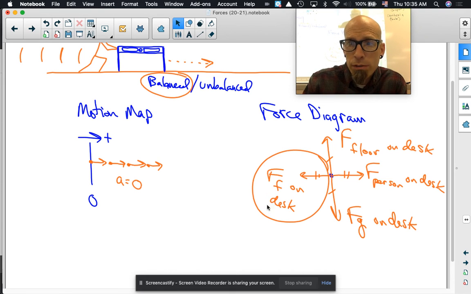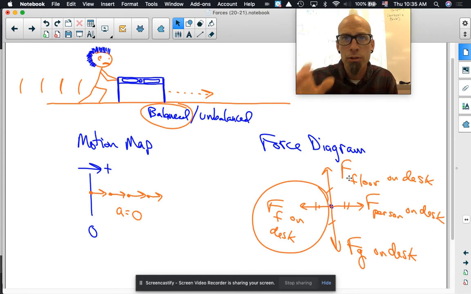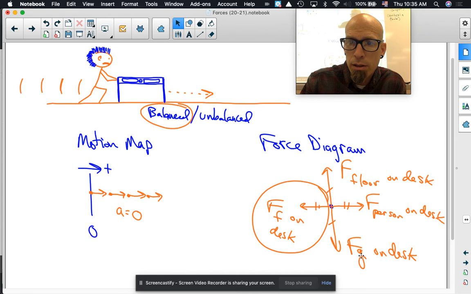We have a force of person. Notice I'm using subscripts now. I'm using less words. I'm not even writing the whole word force out. I'm just using capital F, and then I'm writing a subscript G for gravity force, subscript floor for the force of the floor on desk, subscript person for the force of person on desk. So I'm trying to eliminate so many words. Because the person is pushing, we know there has to be a force of person on desk.